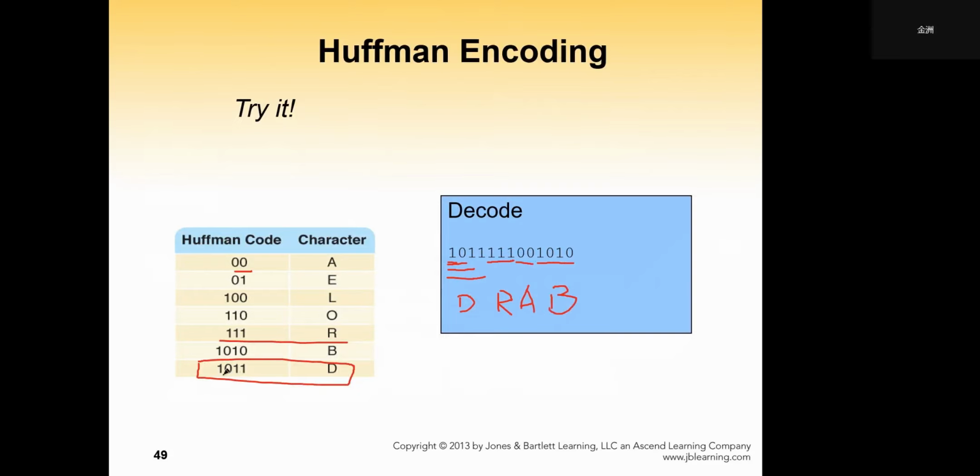So you may check that if we have 1011 here, there would be no 1 or 10 or 101 as a definition in this table. Otherwise, it would be confusing, or it would be a total mistake. So this is how we do the Huffman coding.